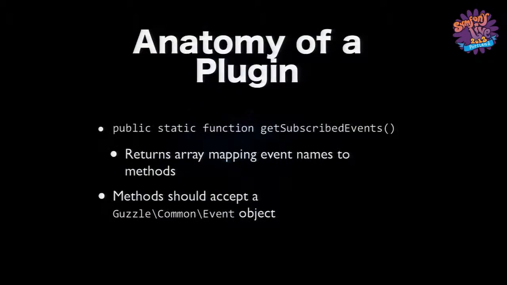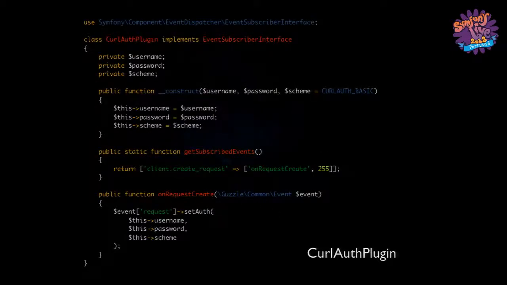The anatomy of a plugin. The only thing you really need to do is implement getSubscribedEvents. This is going to just return all the names of the events and map them to a function on that class. And when your events get triggered, it's going to send an event object to whatever function you said. So here's an example of the curl auth plugin.